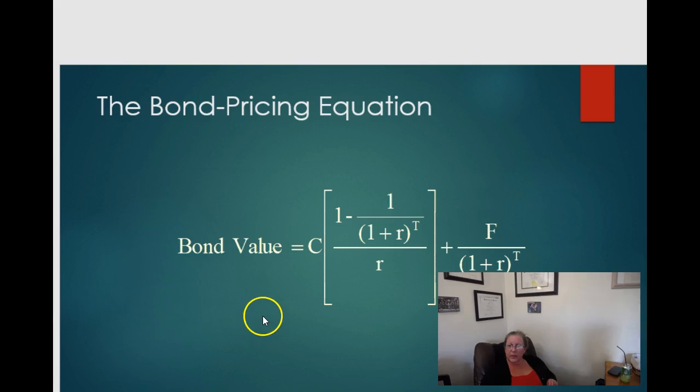Next, let's take a quick look at the bond pricing equation, and we'll actually do an example using this in just a moment. The bond value is equal to the present value of all the cash flows. So the coupon times 1 minus 1 over 1 plus R, where R is your interest rate, raised to the power T, which represents time, and then that is divided by the interest rate. And then you're going to add to that the face value of the bond divided by 1 plus the interest rate, also taking into consideration the time for the bond.